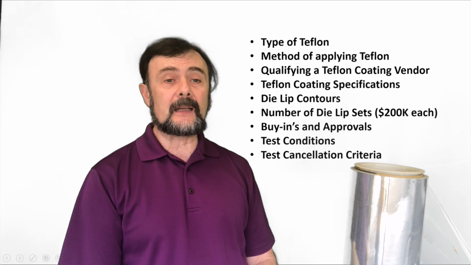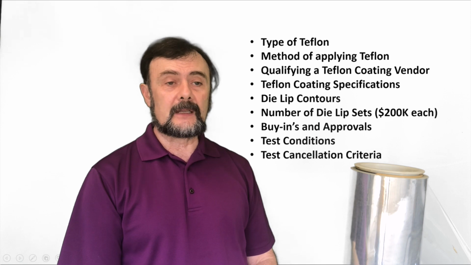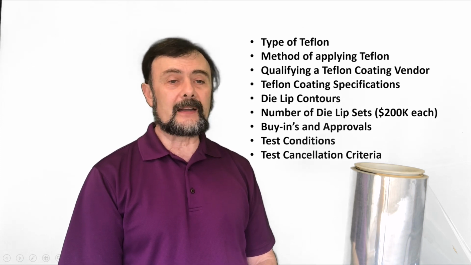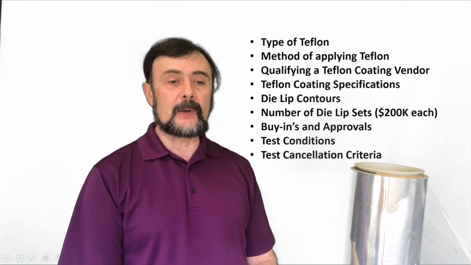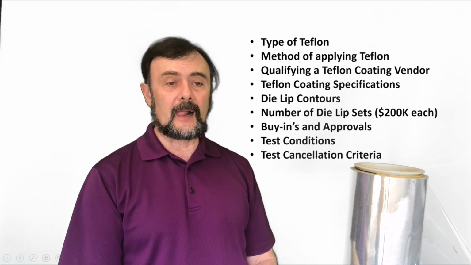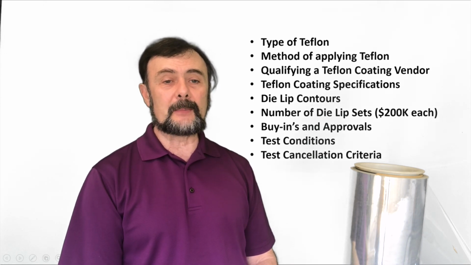The best possible coaters could not make a Teflon as smooth as a carefully machined and polished steel, and the Teflon was very soft and very easily damaged compared to the normal steel die lips. I was given the responsibility of designing the testing on full-scale production equipment, including determining which types of Teflon to use, determining the method of applying it, finding and qualifying a vendor to apply it, developing specifications for the coating, designing which die lip contours should be tested, determining how many die lip sets would be machined.